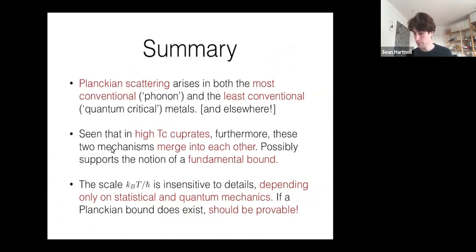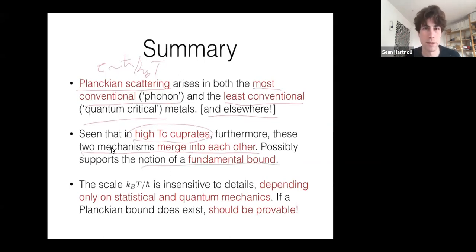Just 3 points. So I was saying that Planckian scattering, by which I mean just a time scale like that, arises in both the most conventional phonon-like and also the least conventional, in quotes, quantum critical metals, and also elsewhere, like quark gluon plasma and magic angle graphene and all kinds of stuff. And then what we've been talking about just now is that I'm claiming that in high TC cuprates, these two mechanisms seem to merge into each other at optimal doping, which may be consistent with the idea of some kind of fundamental bound.